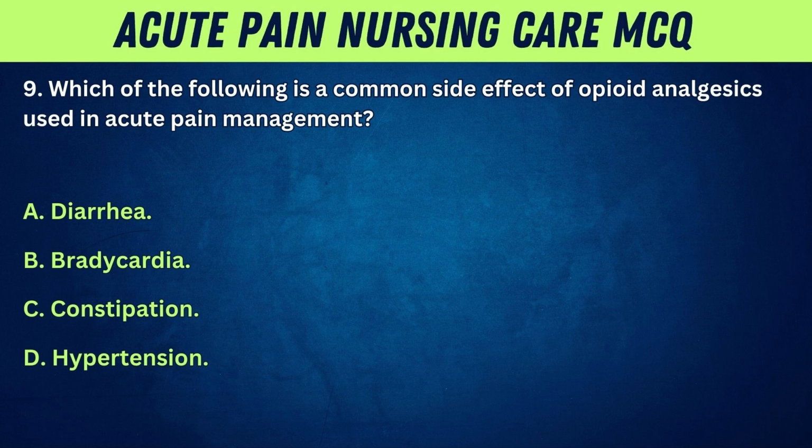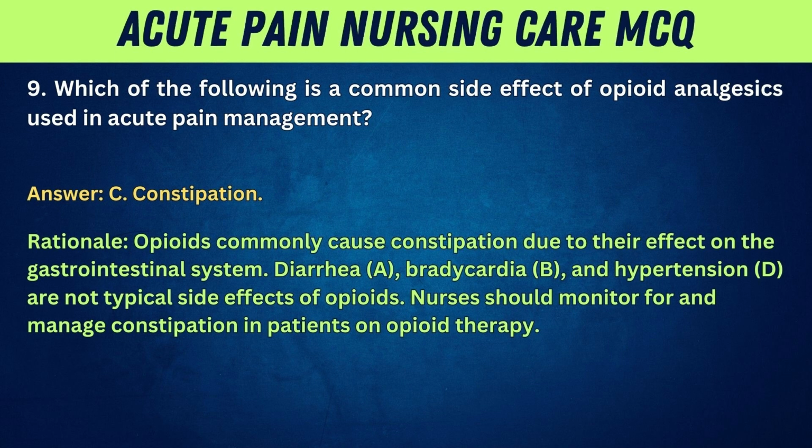9. Which of the following is a common side effect of opioid analgesics used in acute pain management? A. Diarrhea. B. Bradycardia. C. Constipation. D. Hypertension. Answer. C.